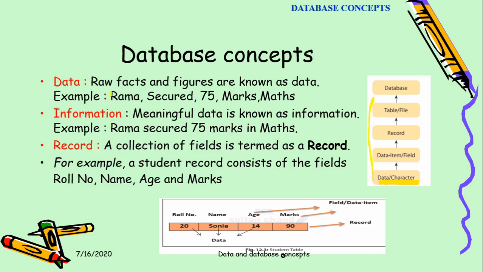Now let us understand data. Raw facts and figures are known as data. For example, Rama scored 75 marks math. These all are examples of data. But meaningful data, important meaningful data, is known as information. For example, Ram scored 75 marks in math. So this becomes information.